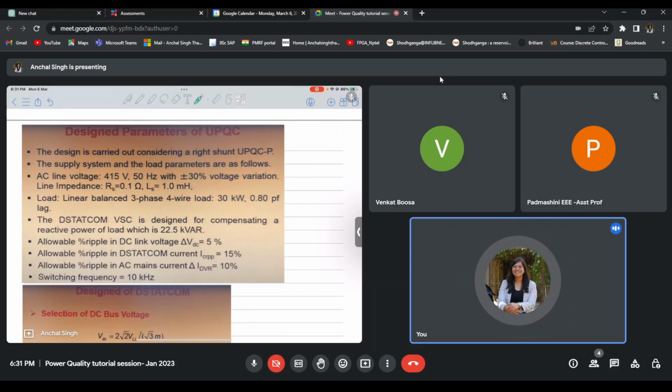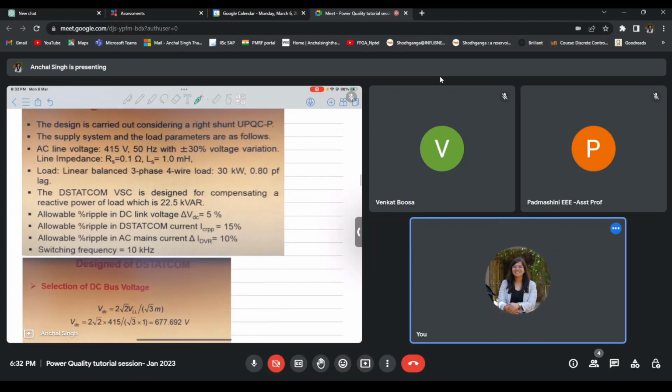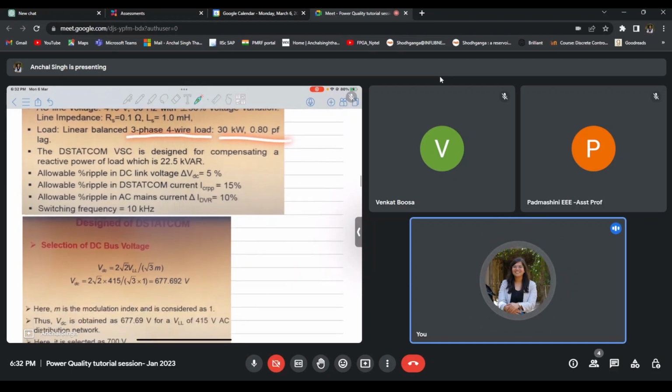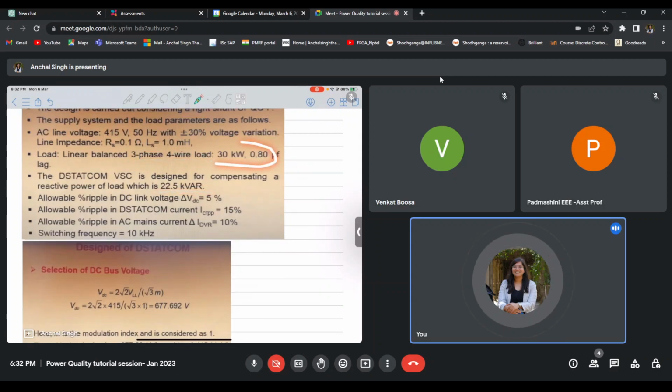And the line impedance is given as 0.1 ohms and Ls is 1 millihenry. And the nature of load is three-phase four-wire load, 30 kilowatt, 0.8 power factor. So the D-STATCOM voltage source converter is designed for compensating the reactive power of the load, which is 22.5 kVAr. So active power is 30 into 0.8 and reactive power is 30 into 0.6, that is 22.5 kVAr. So we know that the D-STATCOM rating is 22.5 kVAr because that is what the load needs.